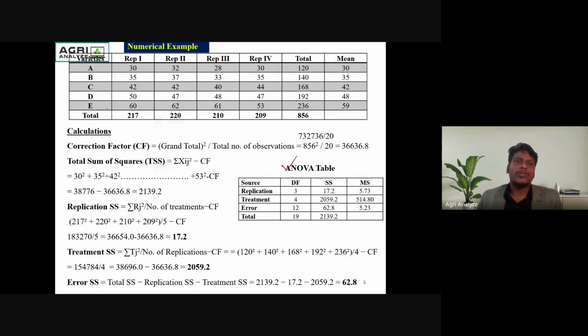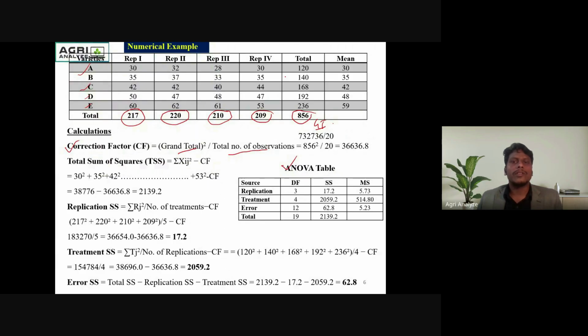Suppose we have 5 varieties, A, B, C, D, E, and 4 replications. Here are the sum of the first replication, the sum of the second replication, the sum of the third replication, and the sum of the fourth replication. This is the grand total, GT. So calculation first: the correction factor. What is the correction factor? The correction factor is equal to the grand total squared divided by the total number of observations.